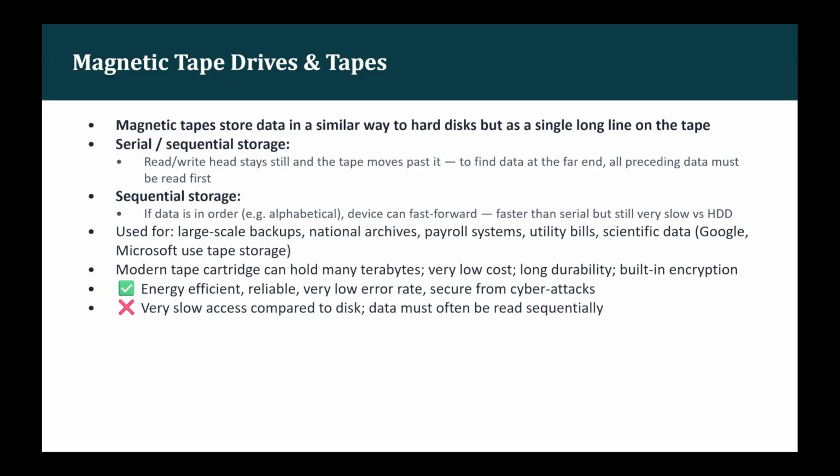Sequential storage: if data is in alphabetical order, the device can fast forward faster than serial, but still very slow compared to an HDD. So sequential means we have data in order. Serial one, it's here and there.